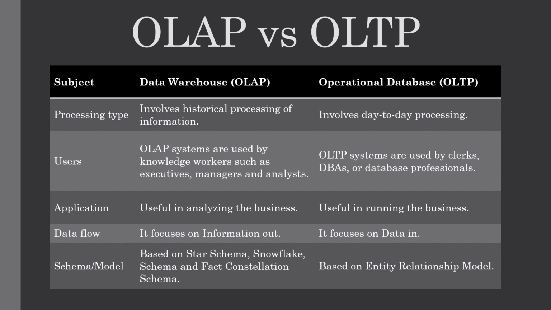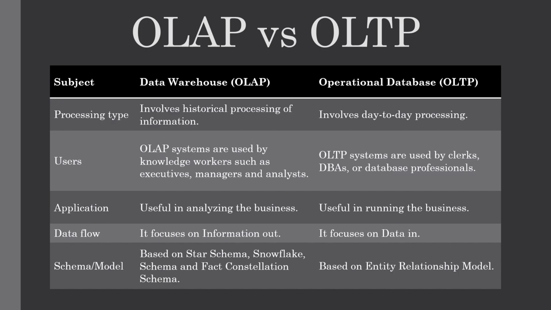Our next topic is users. OLAP systems are used by knowledge workers such as executives, managers and data analysts. On the other hand, OLTP systems are used by clerks, DBAs or database professionals. So it clearly mentions that OLAP systems are used by highly professional workers who are responsible for analyzing the business and taking informed decisions to improve the business. And OLTP systems are used by low skilled workers, which will not be beneficial for improving the business.